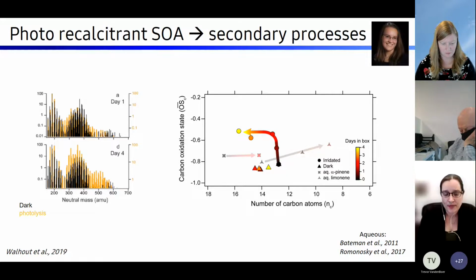All right, so that's one perspective of this photorecalcitrant SOA, what it looks like. Another perspective is how is this going to behave in the atmosphere?